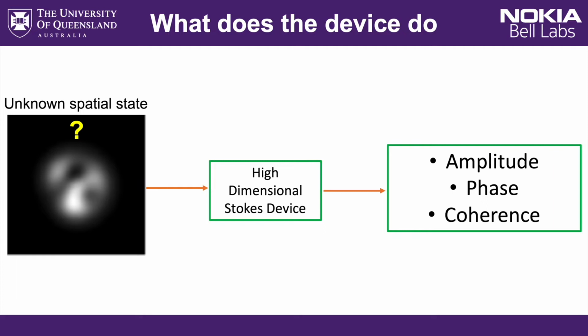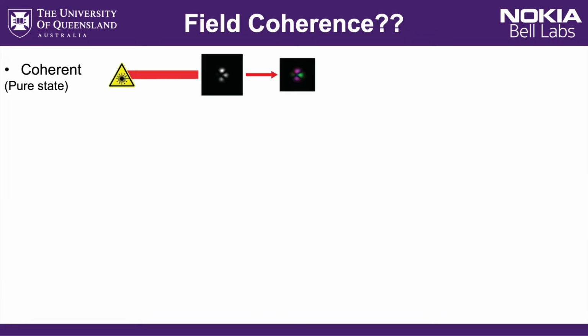So what exactly do I mean by this? Coherence is referring to whether a spatial state is composed of multiple mutually incoherent fields. That is, fields with undefined phase between them. There are three types of coherence that a spatial state can have.